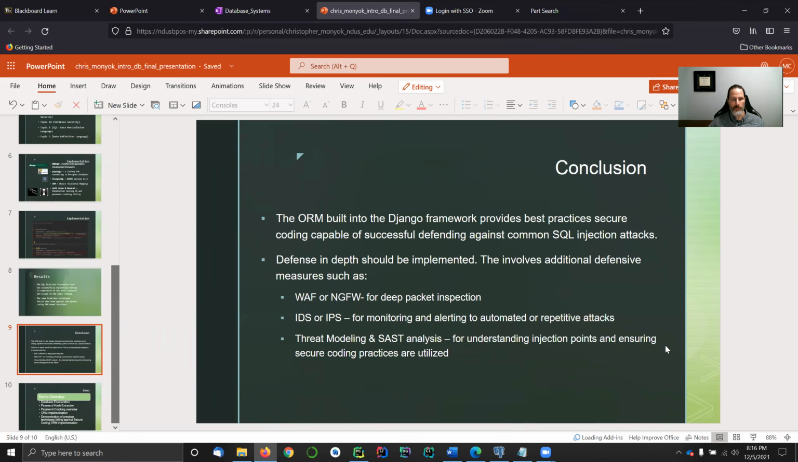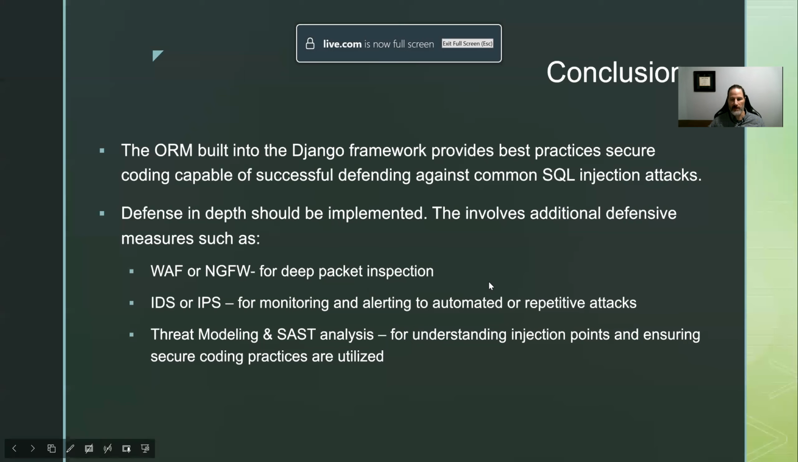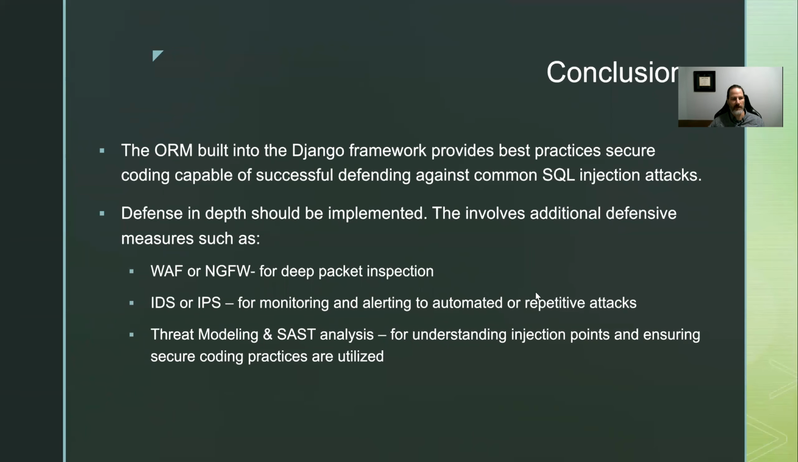So, this concludes my presentation, and just to summarize here, the best practices for SQL injection, according to OWASP and many other frameworks such as Django, ask for an ORM to be used to avoid SQL injection vulnerabilities. That object relational mapping negates the ability to do SQL injections. But beyond that, based on research done through the papers and other sources reviewed, defense in depth should be implemented. This means not only depending on the ORM and secure coding practices, but also using a WAF or next generation firewall, using an IDS or IPS, and also doing secure coding practices such as SAST and threat modeling. So thank you very much.